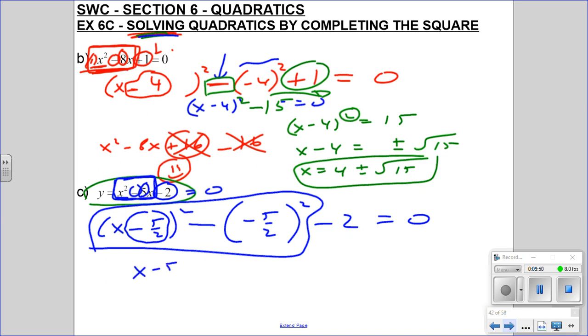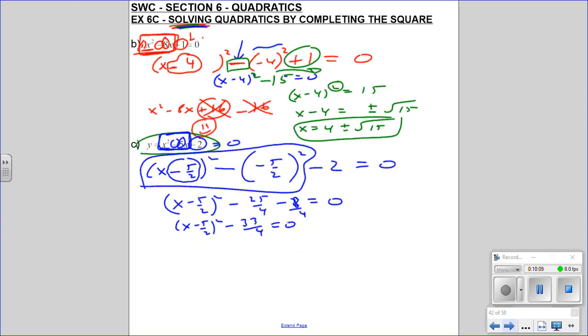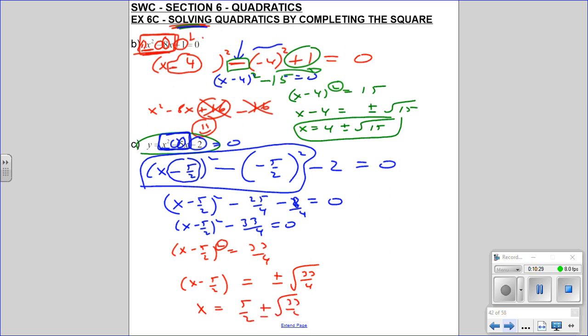So we get x minus 5 by 2 all squared, minus, and then minus 5 by 2 all squared is 25 by 4, minus 2. Minus 2 is the same as 8 over 4. So what do we have? x minus 5 by 2 squared minus 33 over 4 is 0, and then we apply the same logic. So we need x equals. So x minus 5 by 2 squared equals 33 over 4. We need to get rid of the squared, so we're going to square root both sides. Remember, we need the plus or minus there. And then we need to add our 5 by 2. So x equals 5 by 2 plus or minus the square root of 33 over 4.